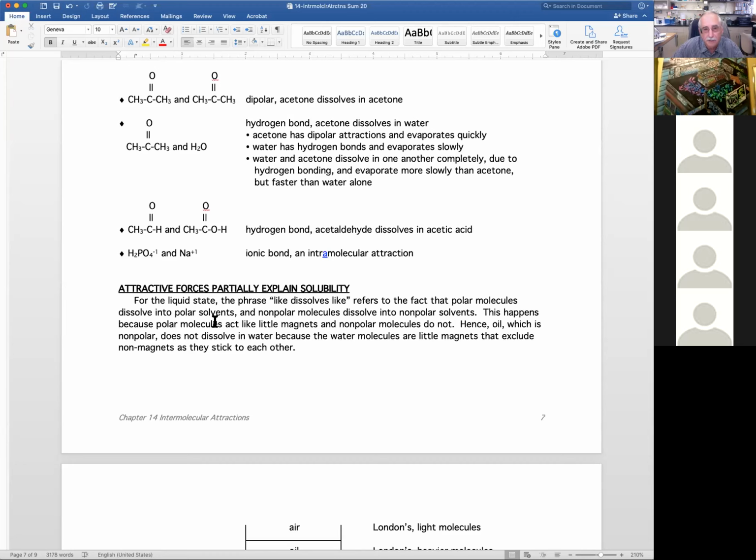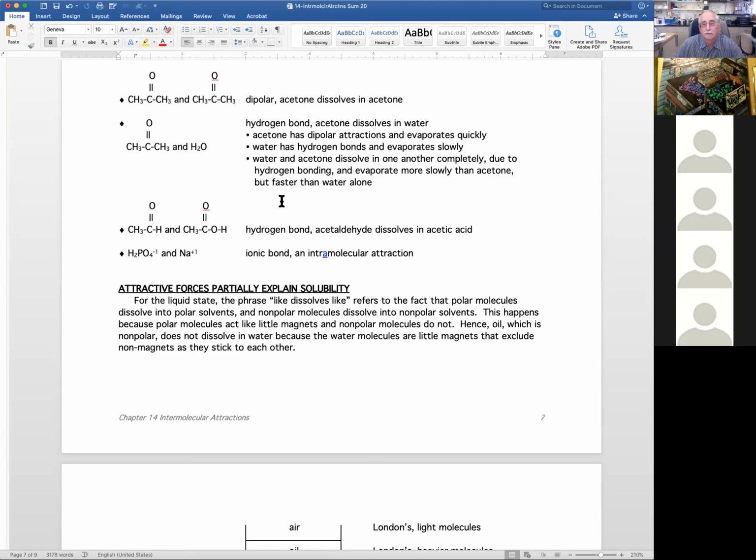I actually like to demonstrate this. In labs, I would do this. If I take acetone by itself, I squirt it on the tabletop, it evaporates really quickly. Water, on the other hand, is not going to evaporate very quickly. So I squirt some water and some acetone on the table, then I mix them together with my finger. Will they dissolve in one another? Yes, because of hydrogen bonding. It's going to evaporate more slowly than acetone would, but faster than water alone.